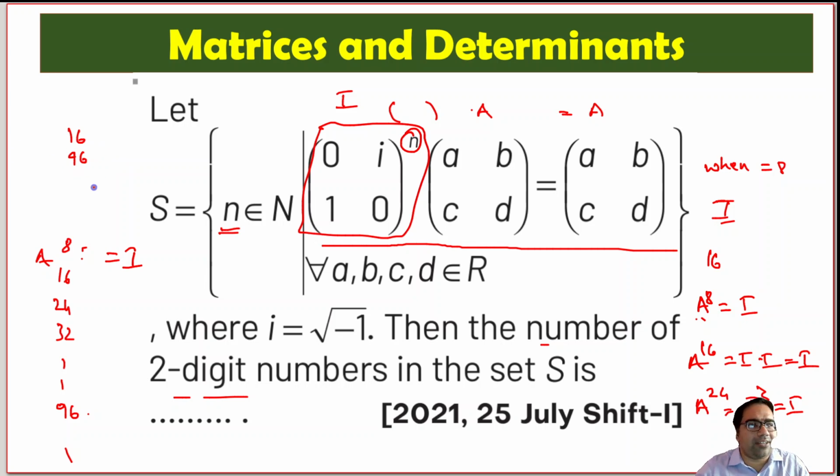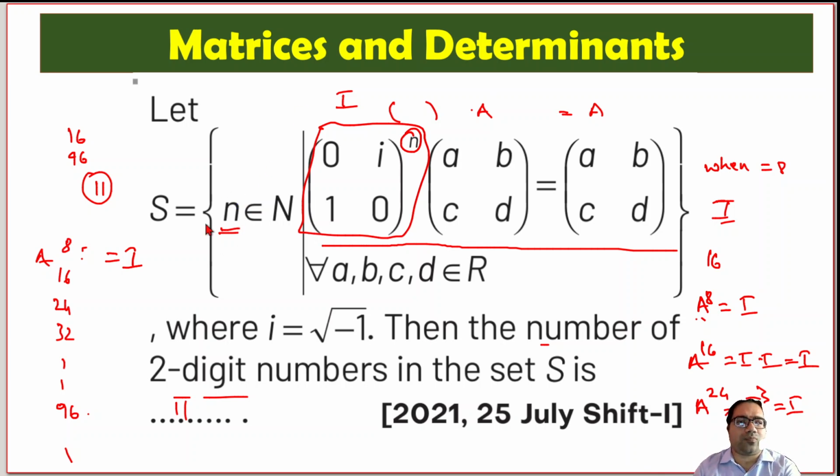So first, 8 we have to discard. So there are 11 multiples, that is 8 into 2 till 8 into 12. There are 11 multiples of 8 which are two-digit numbers. So that's why the correct answer is 11. How many two-digit n's are there? There are 11 two-digit n's. What are these n's? These are multiples of 8. All of these n's are multiples of 8 which are of two digits.